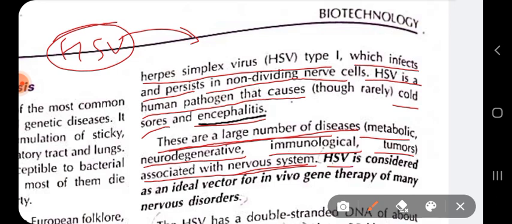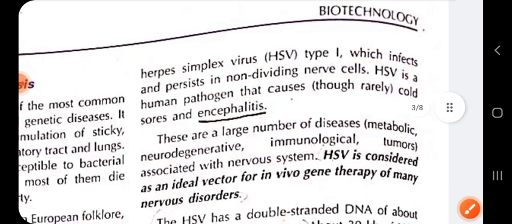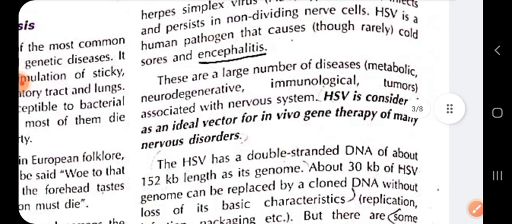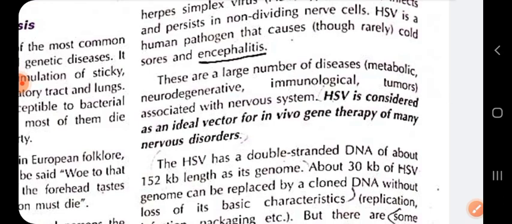HSV, or herpes simplex virus, is considered to be an ideal vector for in vivo gene therapy of many nervous disorders. So nerve related disorders can be cured by using herpes simplex virus as a vector, because this virus is targeted to the non-dividing nerve cells. So most of the nerve related disorders can be cured by this herpes simplex virus by introducing the therapeutic gene responsible for curing the disease, and then this virus is targeted to the target nerve cells.